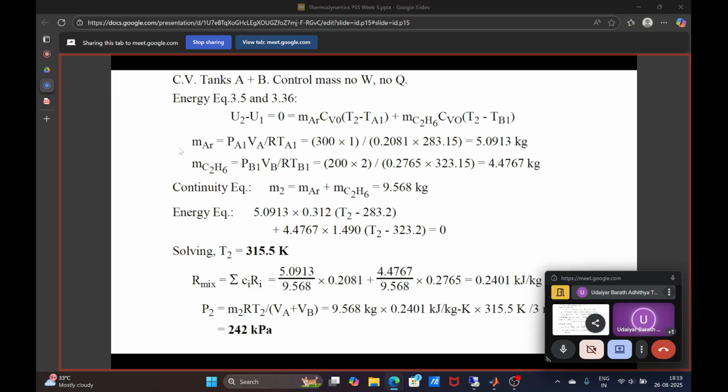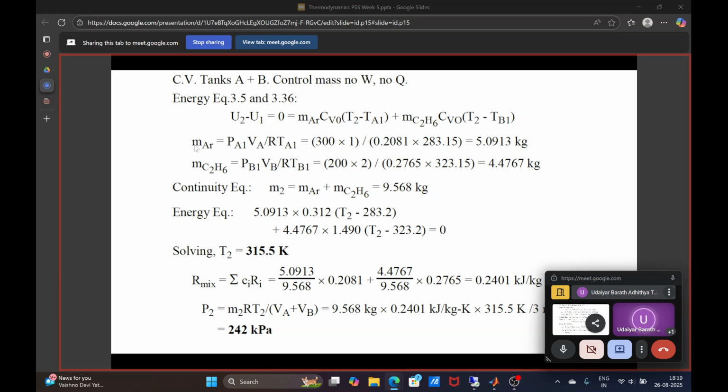Applying the ideal gas law, mass is PV by RT. For argon, the initial pressure is 300 kilopascal, volume is 1, divided by R for argon, which is 0.2081, multiplied by the temperature, 273.15 plus 10, which gives 283.15 Kelvin. The kilopascal has a 10 power 3 and R is in kilojoules, so that cancels out. So we get 5.0913 kg. That is the mass of argon in tank A.